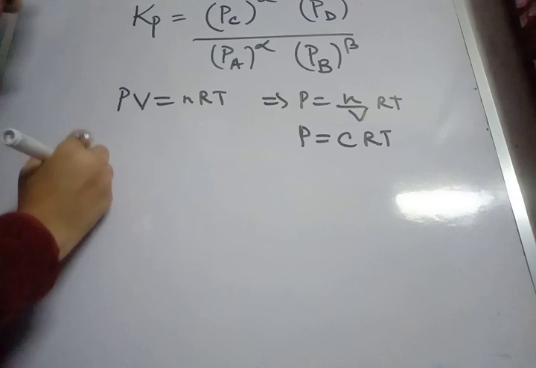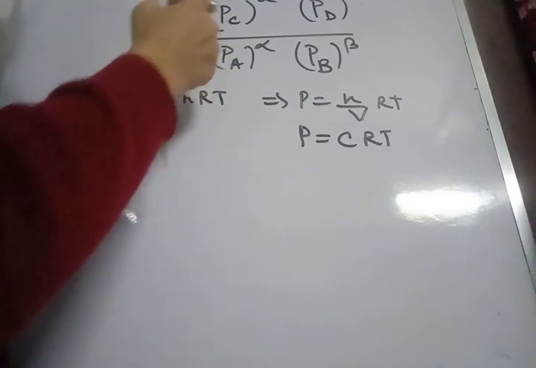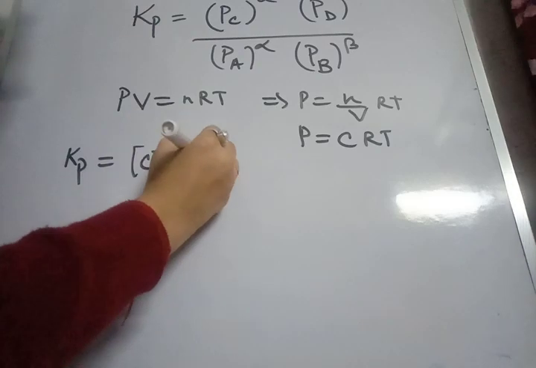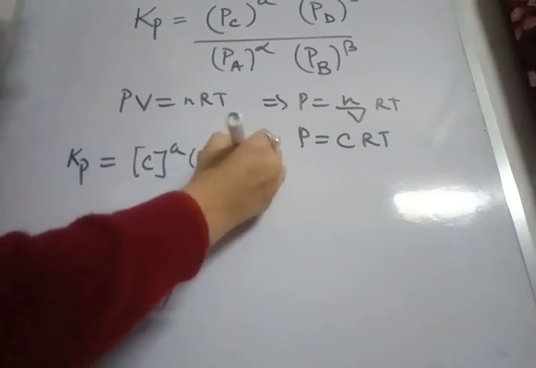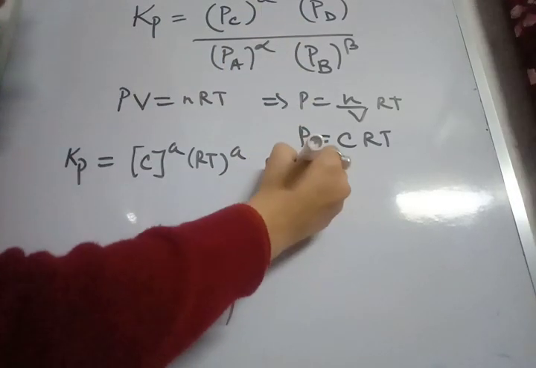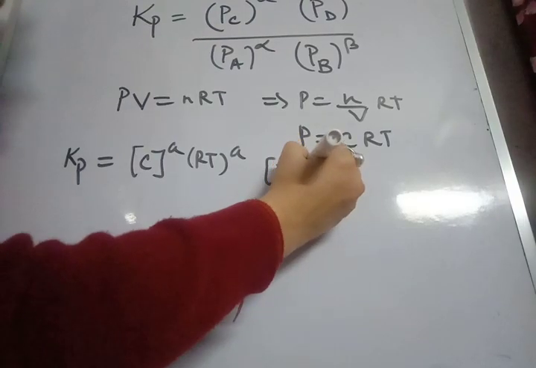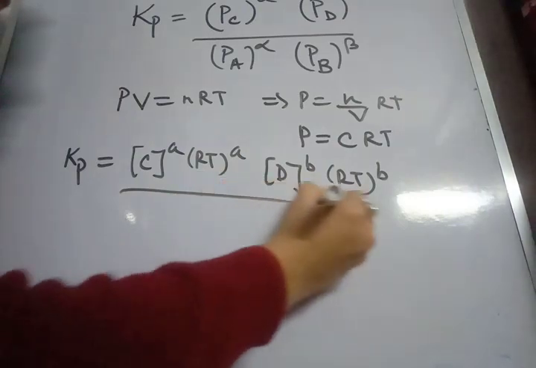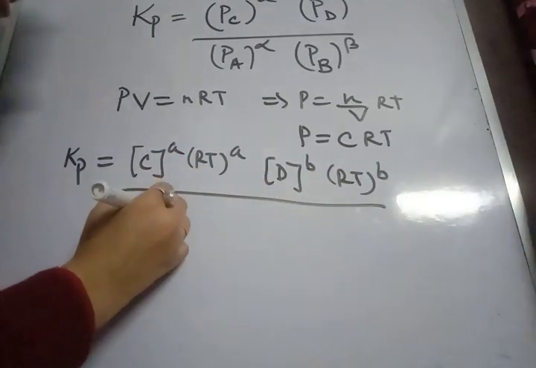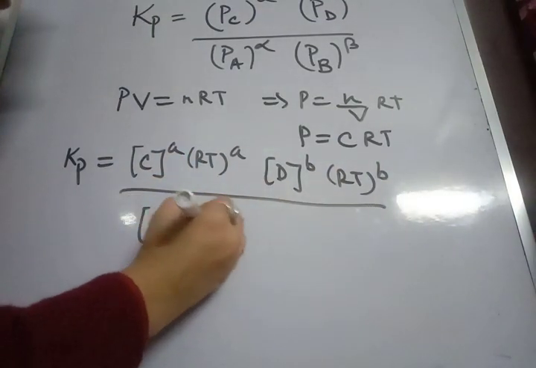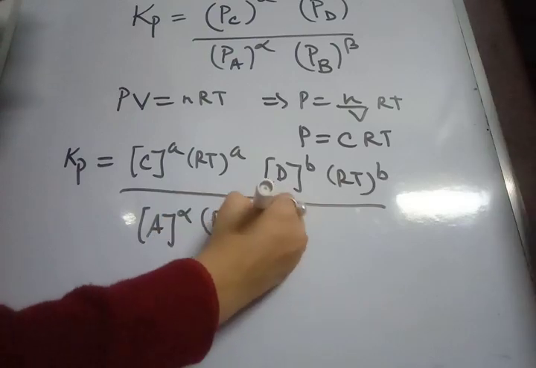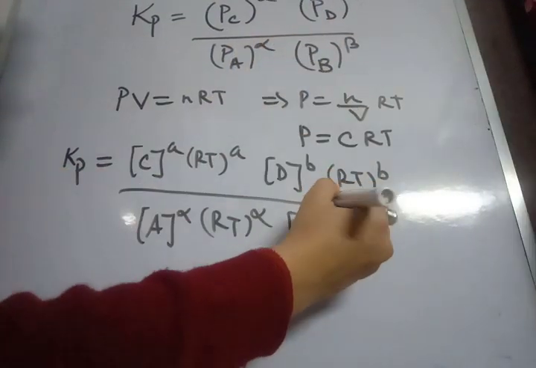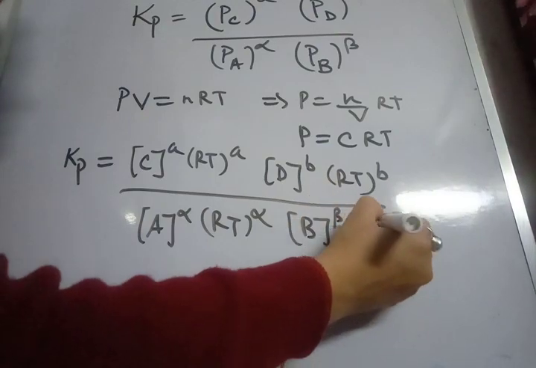So Kp I can write as Pc to the power a, Pd to the power b, over Pa to the power alpha, Pb to the power beta. Pc I can write as concentration of C to the power a, RT to the power a. Pd also similarly, concentration of D to the power b, RT to the power b. Then the denominator, concentration of A to the power alpha, RT to the power alpha. Next, Pb written as concentration of B to the power beta, RT to the power beta.